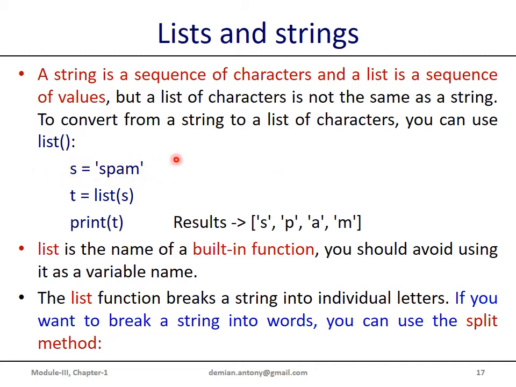For example, we have a string s with four characters representing the word spam. And if we use the method list with the argument, the string s, what it does is create a list of characters that are present in the string s. So now if we print t, t is a list. The return of the function list is always a list. If you don't specify the parameter, then it creates an empty list, a list with no elements. If it takes an argument, which is a string, it creates the list of characters. So the result of this, if you print t, you get s, p, a, m as the individual characters.